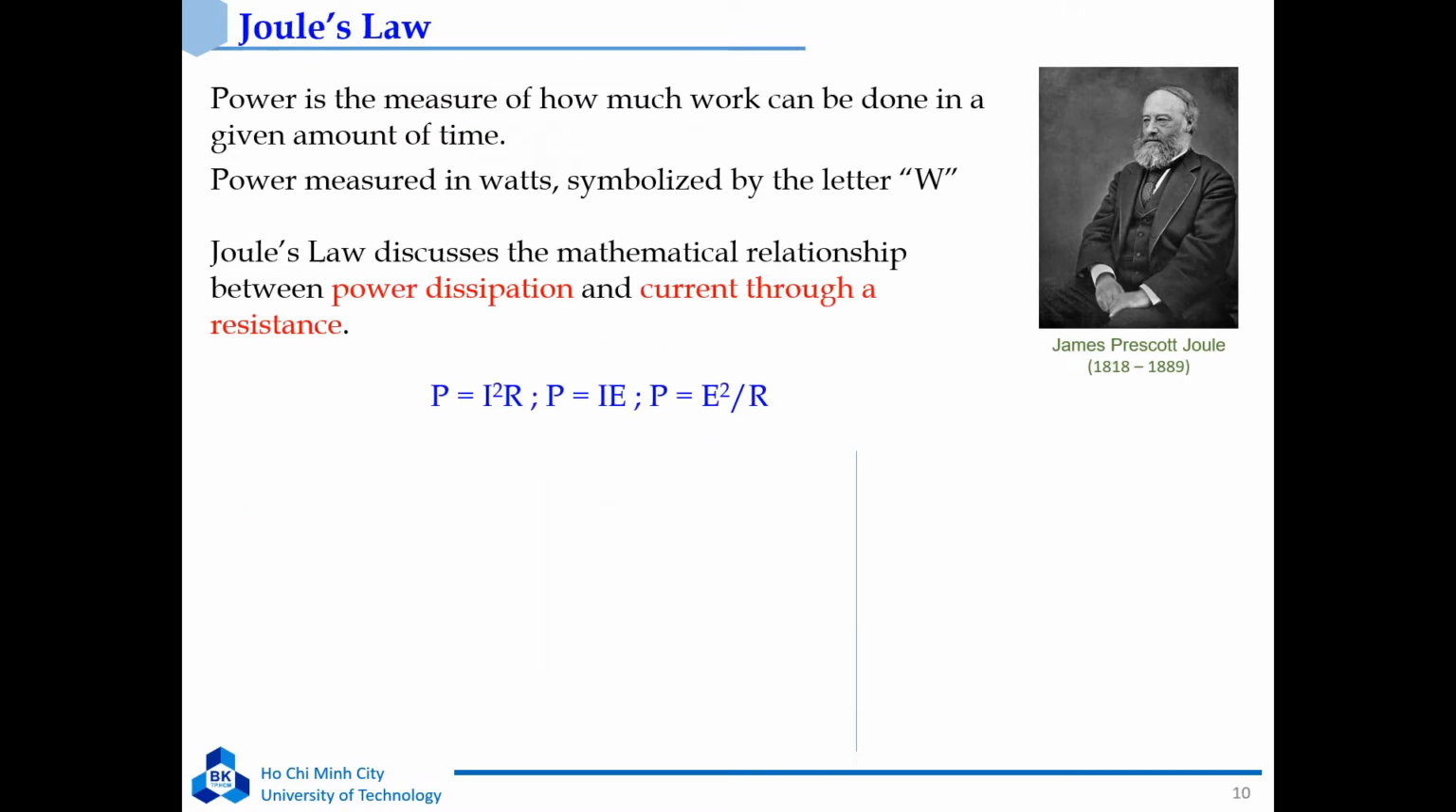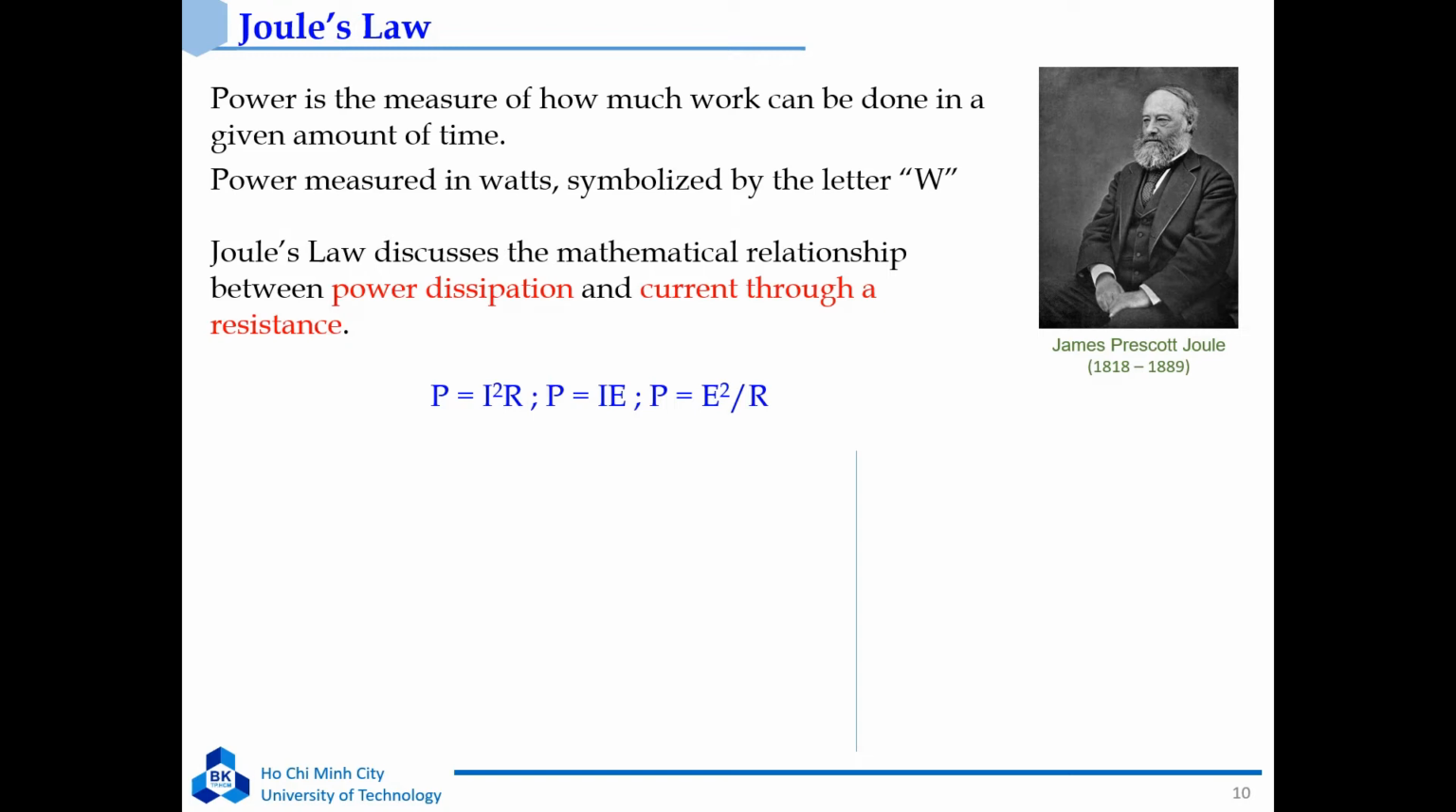The second law is the Joule law. The Joule law discusses the mathematical relationship between the power dissipation and the current through the resistance. We have the equation P = I²R or P = IE, where P is the power.